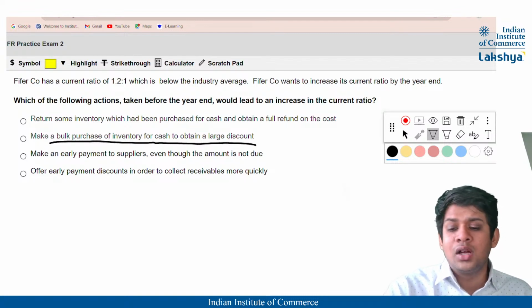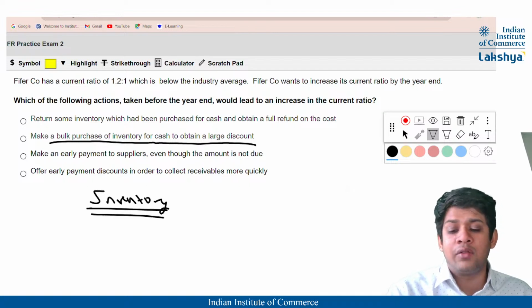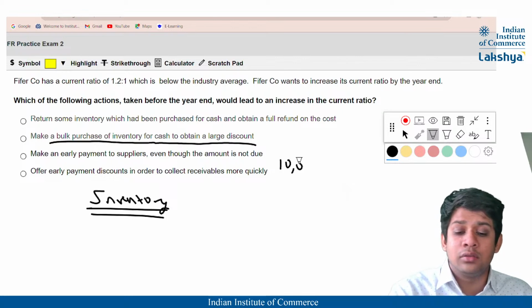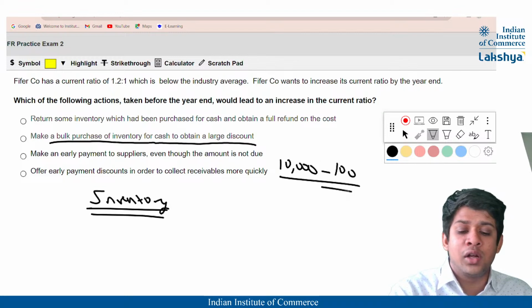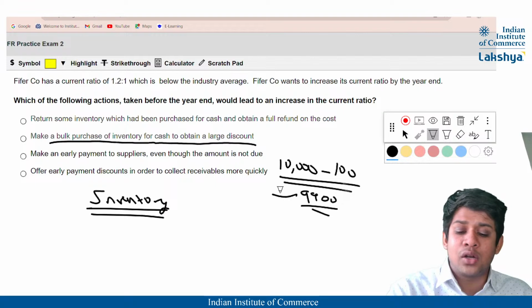That is also irrelevant, to be honest, because if I make a bulk purchase of inventory, I will get inventory valued at the cost only, whatever is the cost. It does not make a difference. If the cost to me is 10,000 minus a trade discount of 100 because of the bulk purchase, so 9,900 is the value. So that cost only I'll recognize for inventory, right?